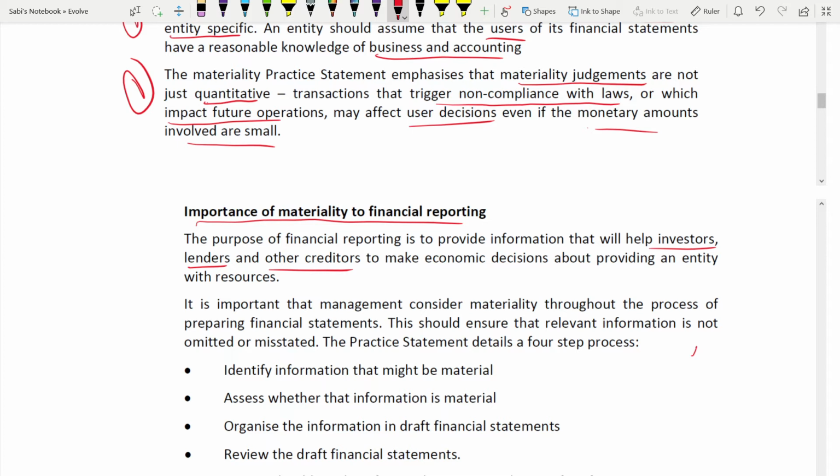Two groups. The purpose of financial reporting is to provide information to these users, because they are going to make economic decisions. Both of these users provide the entity with resources. Investors provide resources, lenders also. Lenders give finance, investors give their shares and whatever it is. They invest in the company and all those.